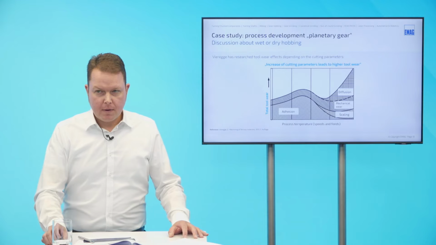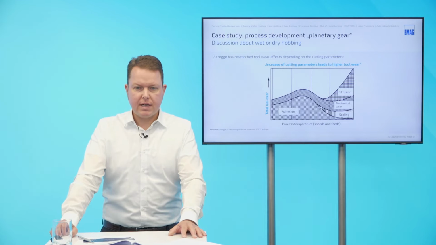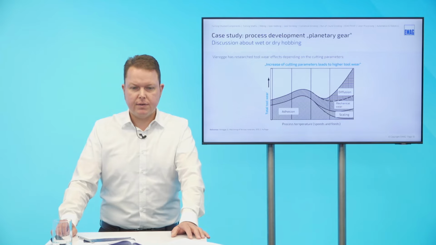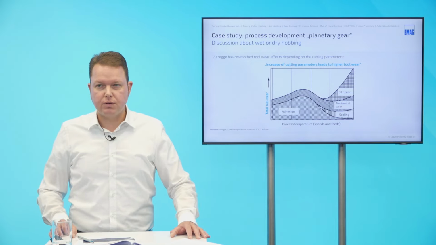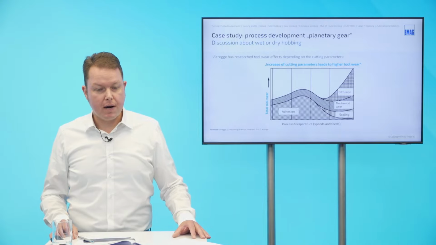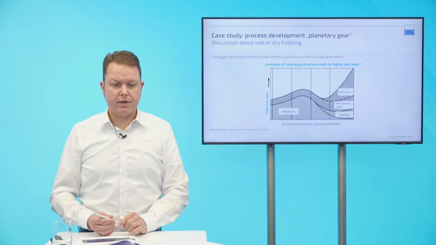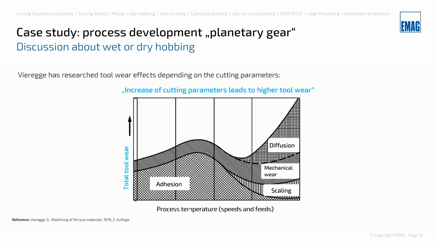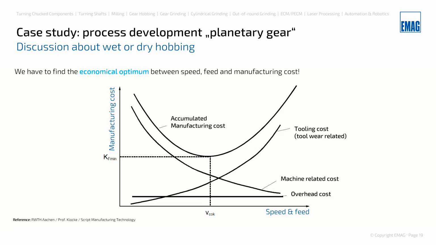Well, okay, back to our process design here. We said high cutting speed is favorable for chip removing. That's nice, sounds good, so let's speed up. No, of course there are limits. Already in the year 1970, people were aware of the fact that the higher we increase speeds and feeds, the more we have effects that favor tool wear, such as, for example, scaling and diffusion. This happens predominantly at high temperatures. So there are limits, of course, and we have to find the economical optimum between the cutting speed and feed and the manufacturing cost.